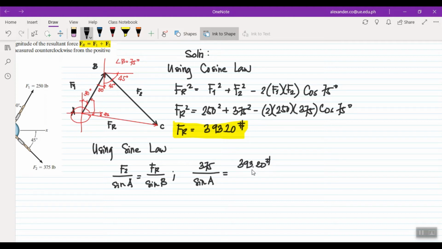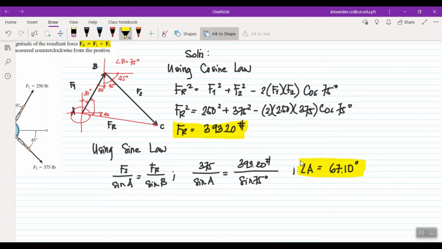393.2 pounds. Nakakasunod ba? Buti naman, no? Sine FR, ito is 75 degrees. Okay. So, what is the value of angle A? Angle A is roughly equal to 67.10 degrees. So, tama ang ating assumption. Yung drawing, halos tama yung drawing natin, no?